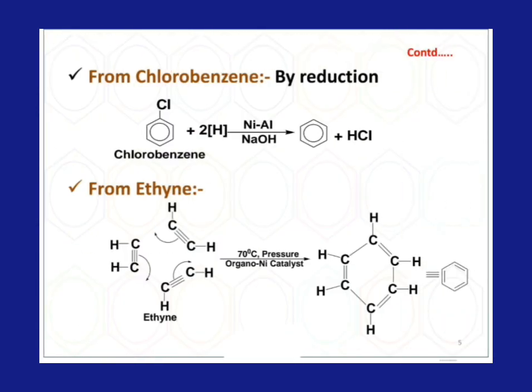We also get benzene from chlorobenzene by a reduction process. First of all we know the chlorobenzene structure. Here you see the chlorobenzene structure. On addition of hydrogen in the presence of Ni, Al, NaOH, we get benzene plus the remaining group HCl. From ethine also we get benzene. You see in the figure. First we know the ethine molecular structure and molecular formula; the structural formula is shown here. In the presence of an organometallic catalyst, heating at 70 degrees Celsius under pressure, we get benzene.